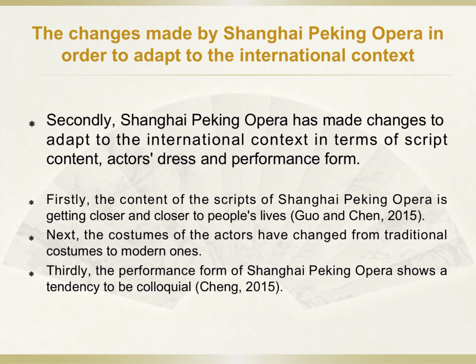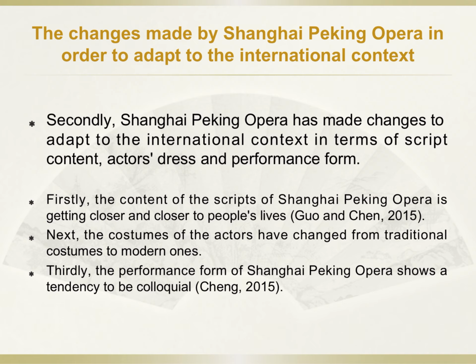Then, moving on, Shanghai Peking Opera has made changes to adapt to the international context in terms of script content, actors' dress, and the performance form. This may be because, in comparison, Chinese traditional culture focuses on spiritual expression, and aesthetic taste tends to be elegant, while Western culture's materialistic tendency is heavier, and aesthetic taste tends to be popular. Therefore, these changes in Shanghai Peking Opera are the result of the transformation of Chinese traditional drama from spiritualism to materialism in the context of Eastern and Western cultural exchanges.